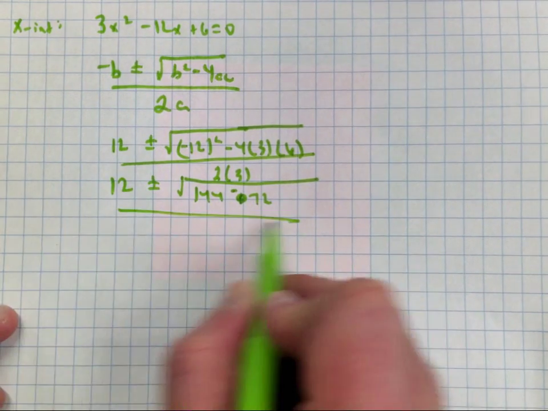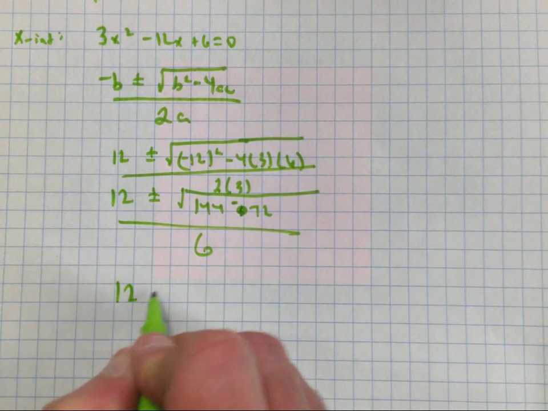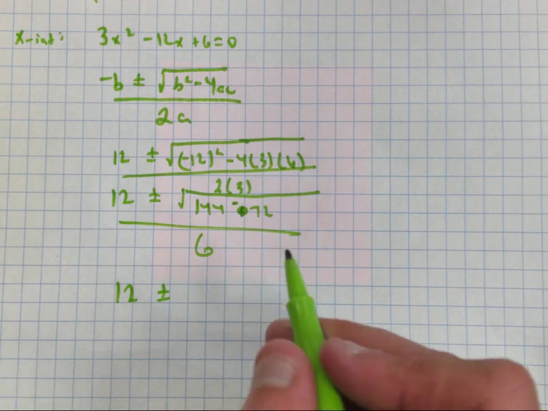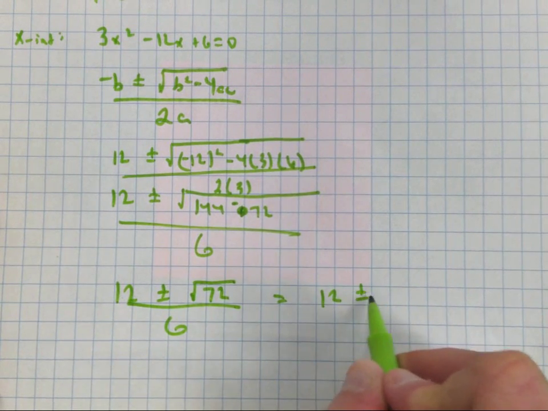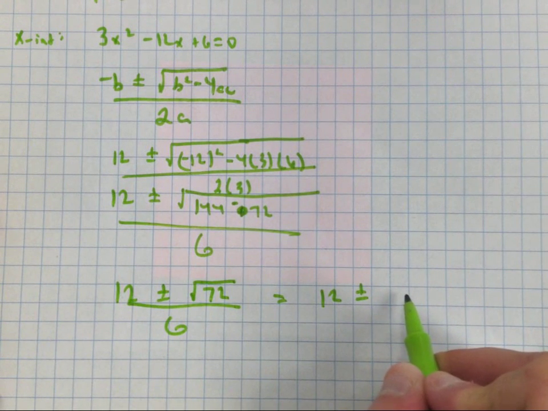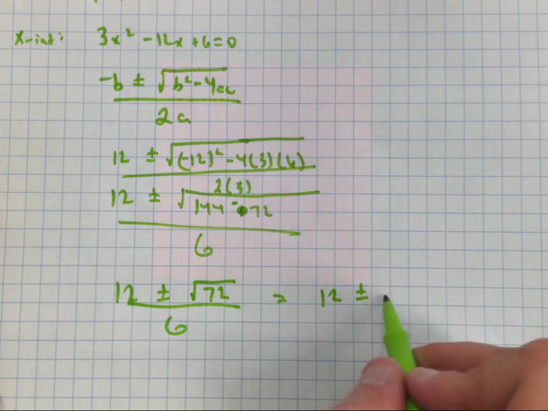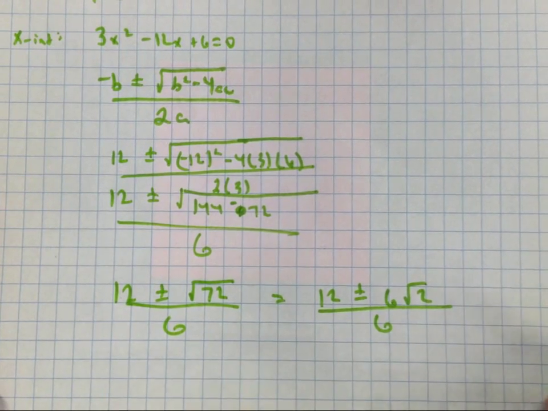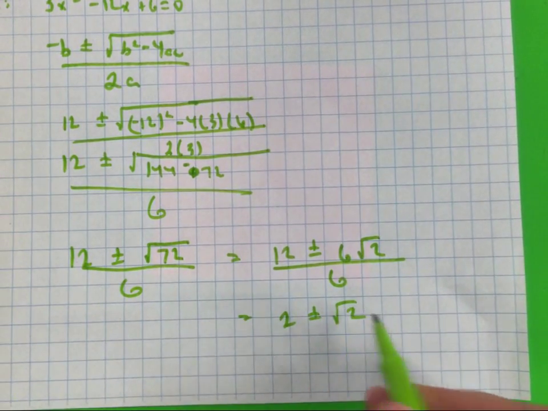Alright, Miss Trish got to wake up. Okay. What's 144 minus 72? What is it? 72. And then I can break 72 down to... Does 16 go in that? No. 36, yes. But you know how to break that down. And what can I take out of all 3 of those? So you're left with 2 plus or minus square root of 2.